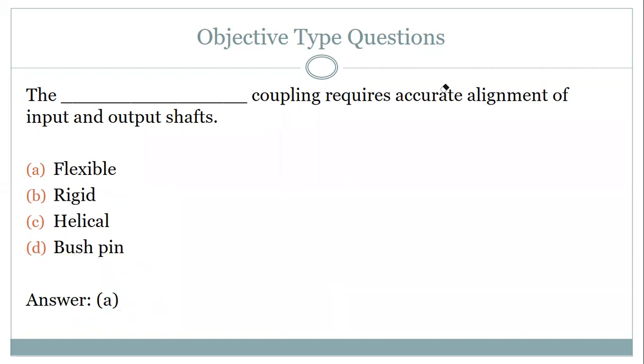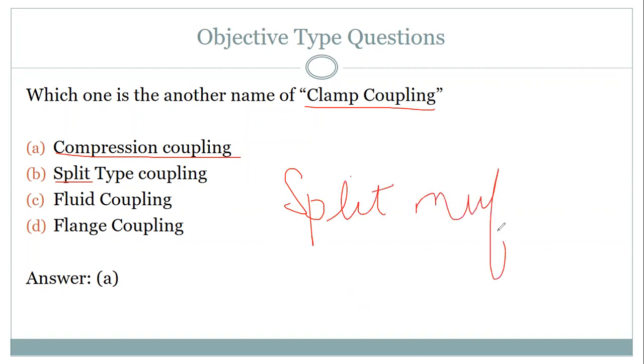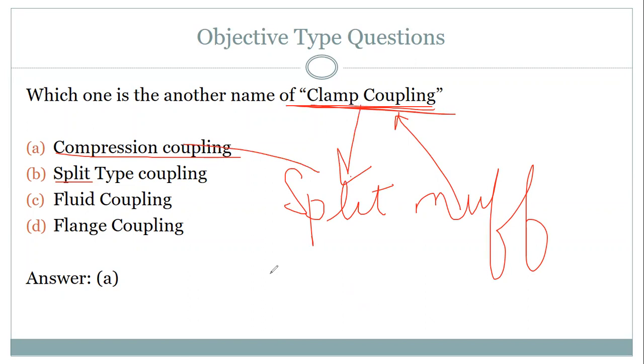Let's move further. Which is the another name for clamp coupling? See, guys, compression coupling, right, is the another name for clamp coupling. Split, only split type is not the correct answer. If here it would have been written split muff, then that is also another name for clamp coupling. So either you use the word clamp coupling, split muff coupling, or compression coupling. The rest are all wrong.